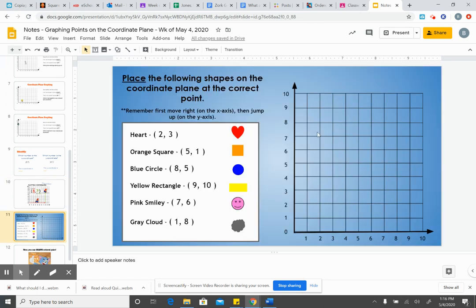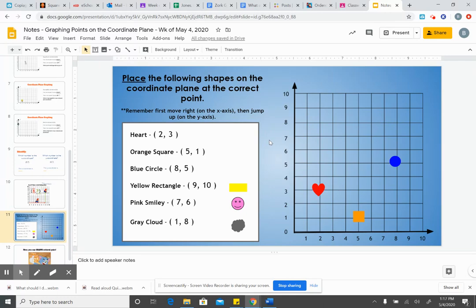Okay, here is just another last example, which will look just like what you have on your classwork for this week. Okay, so just more practice of taking objects right here, and moving them according to their ordered pair. So the heart needs to go to 2, 3. You move right 2, up 3. Okay, the square is 5, 1. Start at the center, move right 5, up 1. Blue circle, 8, 5. So you'll move right 8, up 5.